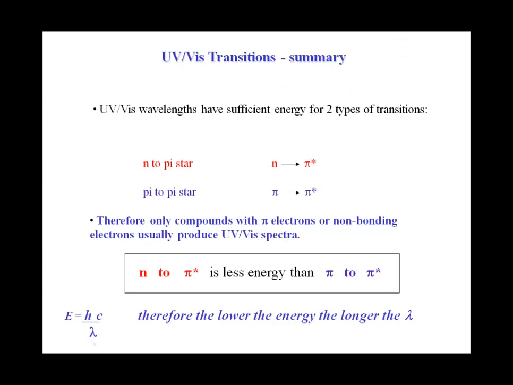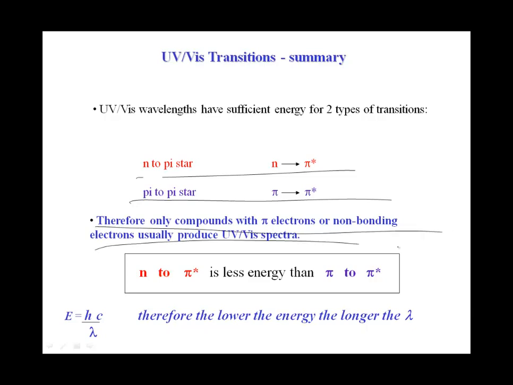So this is just a summary really. You have n to pi star, pi to pi star. Only compounds, well, organic compounds anyway, with pi electrons or non-bonded electrons usually produce UV visible spectra. Another key point here, when we look at some examples in a minute, and you'll have some examples in the workshop today, is that n to pi star is less than the pi to pi star.